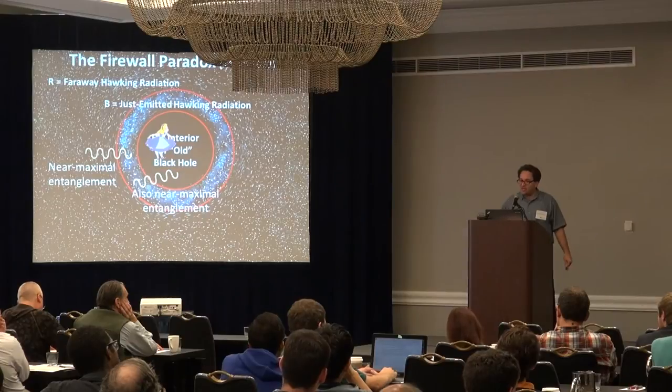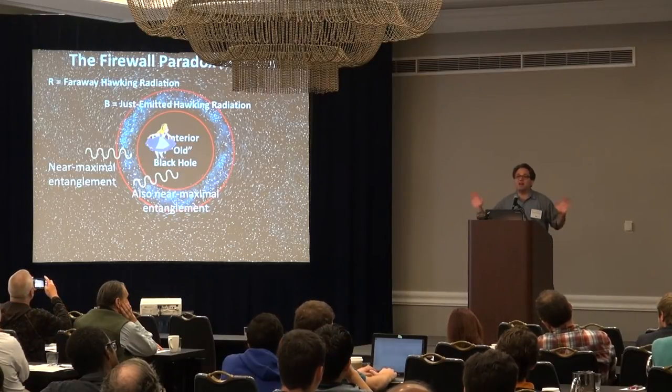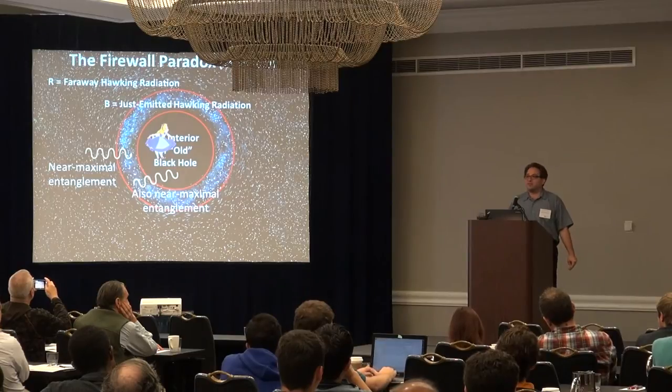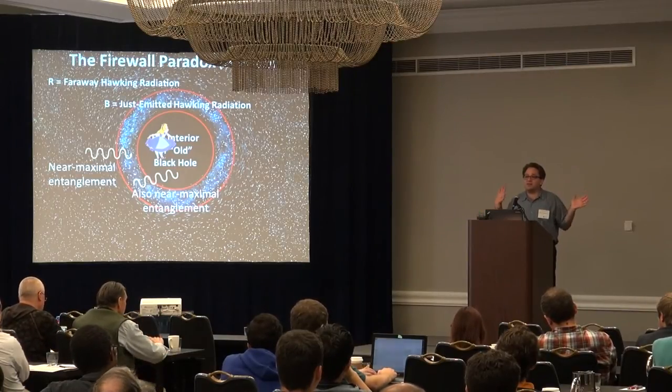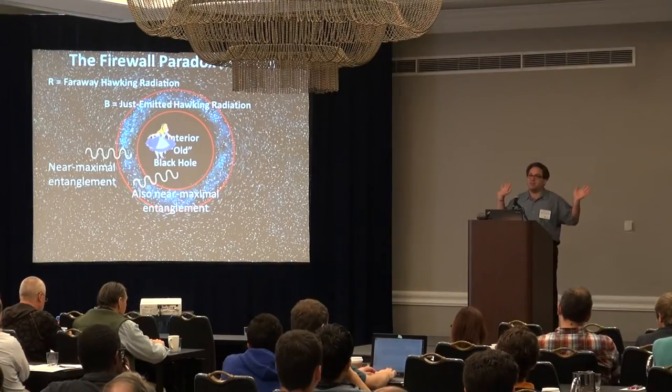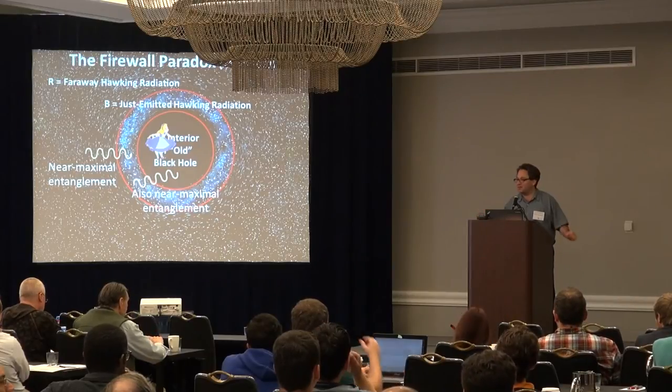So there's a bunch of different ways out. You could just deny that black holes are unitary, and then there's no problem, except that you've given up on the reversibility of the laws of physics that we've had since Galileo and Newton.